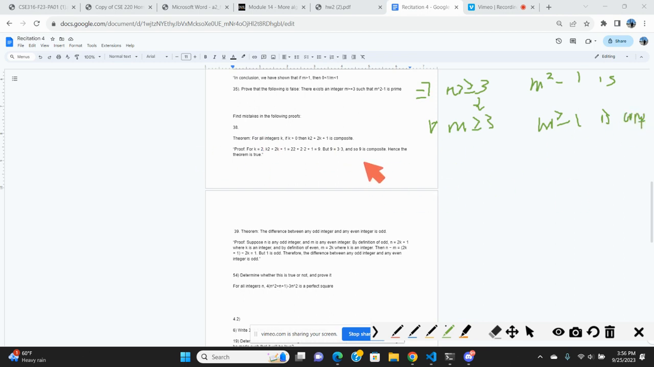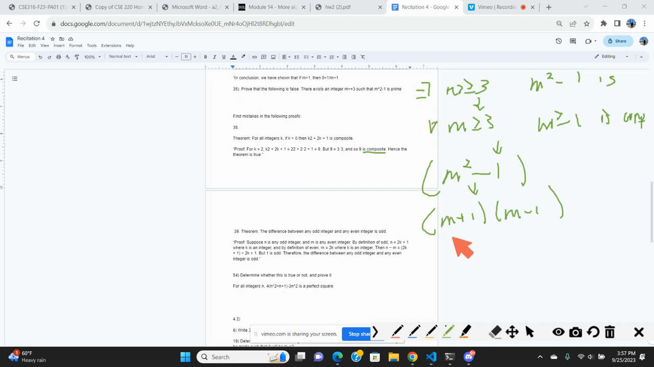The way to prove universal statements would be to construct something that applies generally for the set of all integers greater than or equal to 3. So we can directly see that m squared minus 1 is in the form of a difference of two squares, and we can factor this as m plus 1 times m minus 1. But the definition of a number being composite is such that it has more factors than just 1 and itself.